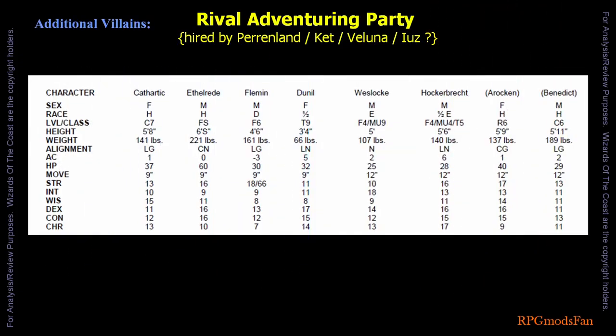Other countries also want Iggwilv's treasure. Thus, the player characters can find themselves getting caught up in the politics of the region. The module makes various hints of this, but never fully details them out. If your players are not using the module's pre-generated characters, then I would use them as a rival adventuring party, on the same mission as the player characters, hired by a rival country, such as Perrinland, Ket, Veluna, or Iuz. As a DM, how and when you use them is left up to your discretion.